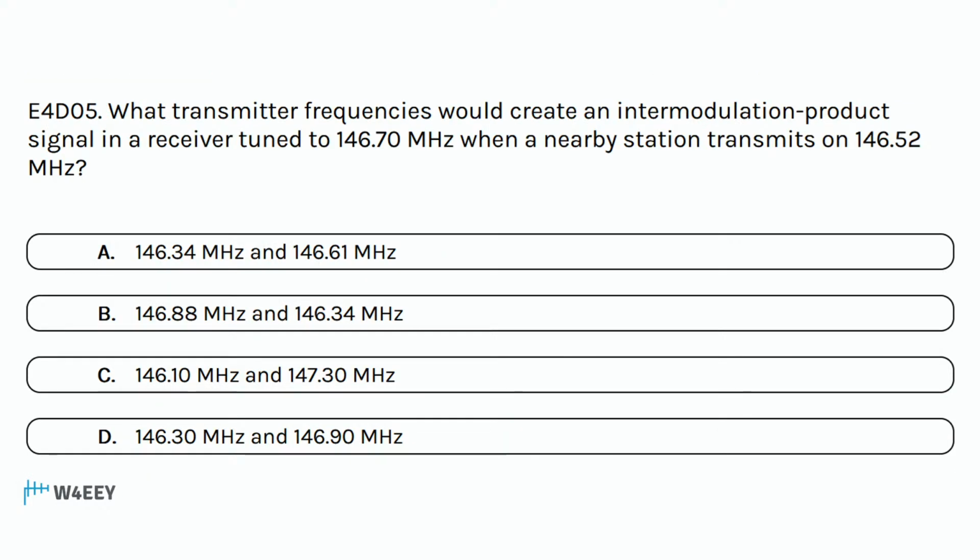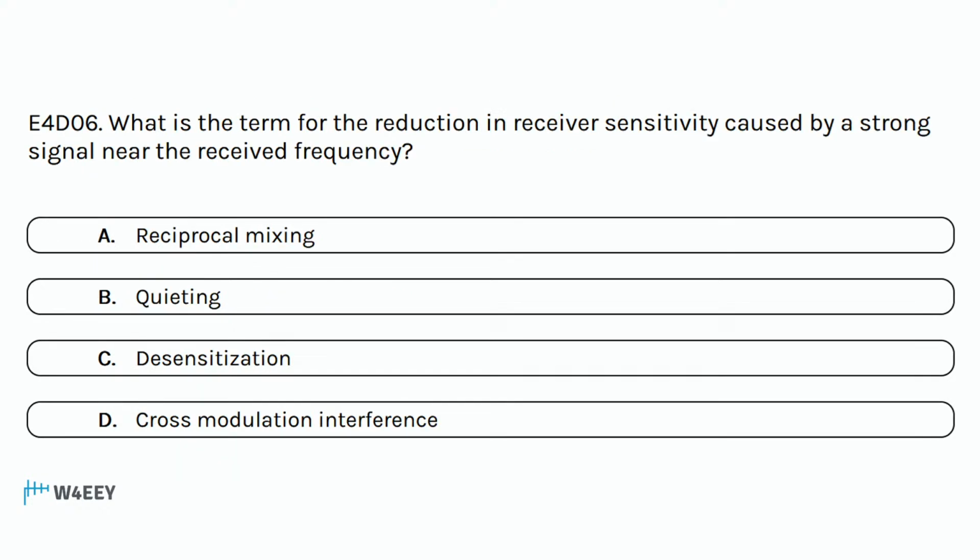And what transmitter frequencies would create an intermod product signal in a receiver tuned to 146.7 when a nearby station transmits on 146.52? What are the numbers? A. Yeah, 3-4, selenium, and 6-1, Roger Maris. So what is the term for the reduction in receiver sensitivity caused by a strong signal near the received frequency? Charlie. Yeah, this is the answer that somebody was trying to give us before. So yes, desensitization.